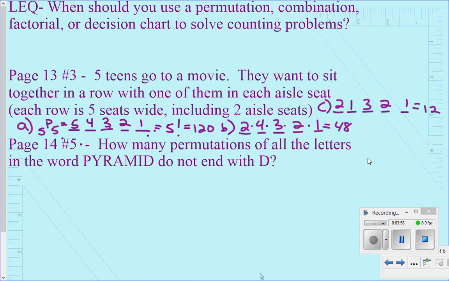Okay. The next one we looked at was on page 14. We had already done page 13, number 4 in a different video. So page 14 was next, and that was the pyramid problem. So once again, I'm seeing there's a restriction here. The words cannot end with D, so that's not a straightforward permutation problem. That is a decision chart.